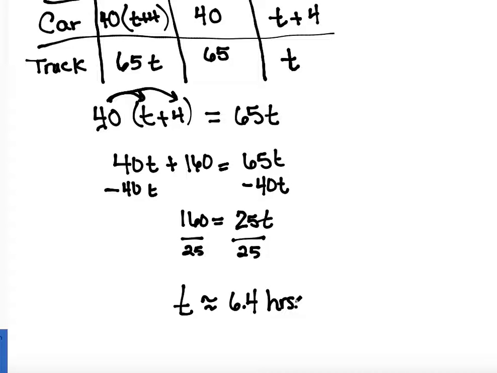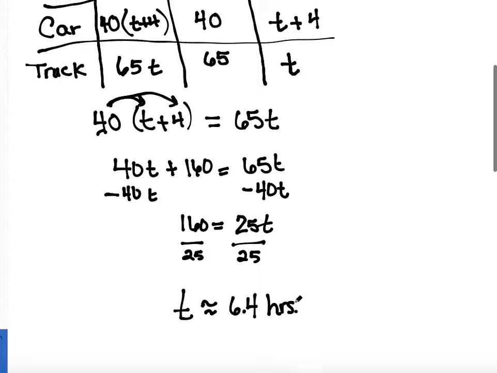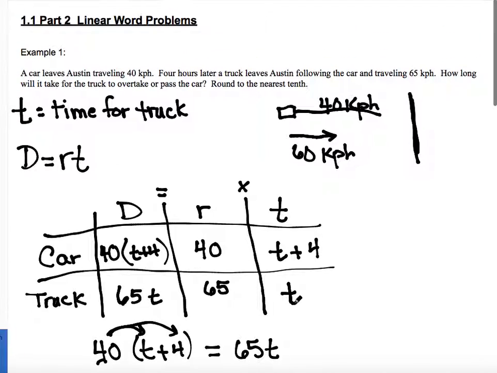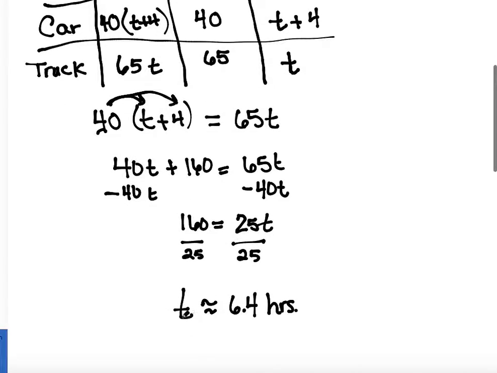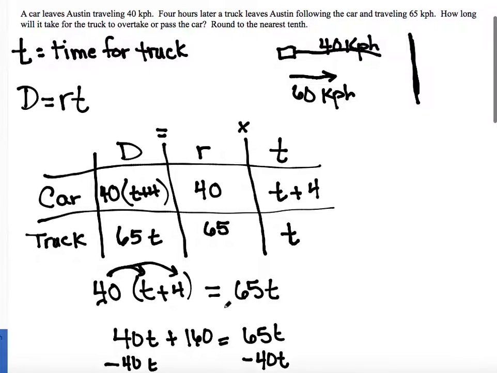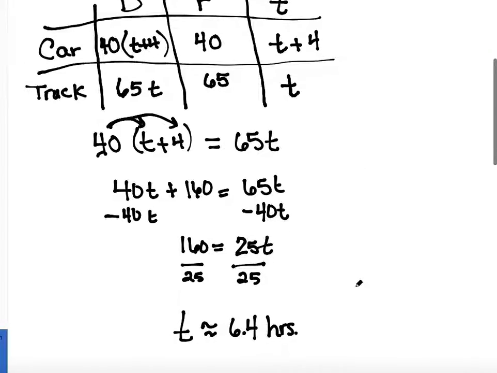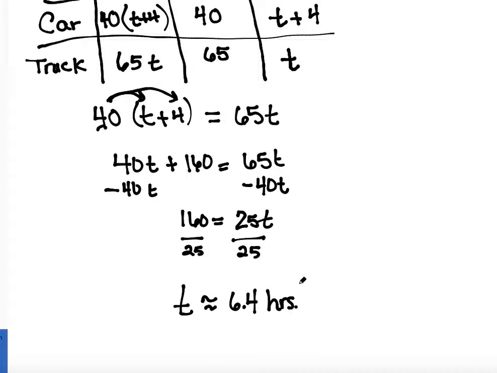Okay, so let's go back up, read the question, make sure we've actually answered it. The question is, how long will it take for the truck to overtake or pass the car? We came up with that t is equal to 6.4 hours. Well, what did t represent? So if I go back up here, t was the time for the truck. That's what they're asking about. So in this problem, t is equal to 6.4 hours, is our answer.